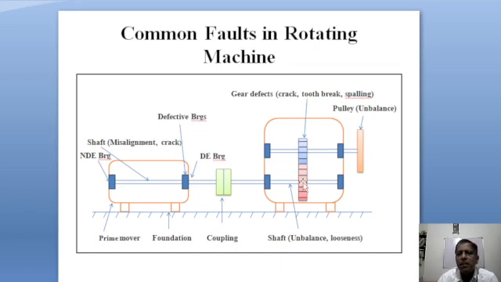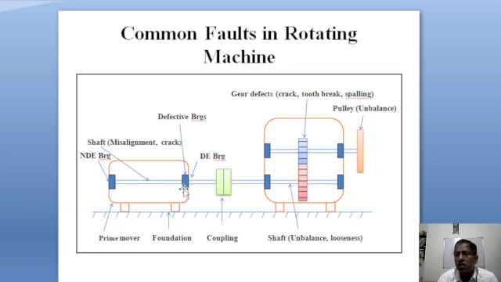Then a gear may be cracked, a gear tooth may be cracked at the base, a gear tooth may be broken, or spalling or some rubbing may be there at the shank or at the flank of the gear, that is called spalling. These kinds of faults may be there in any machine. So these are the various types of faults which are indicated in any common rotating machine.